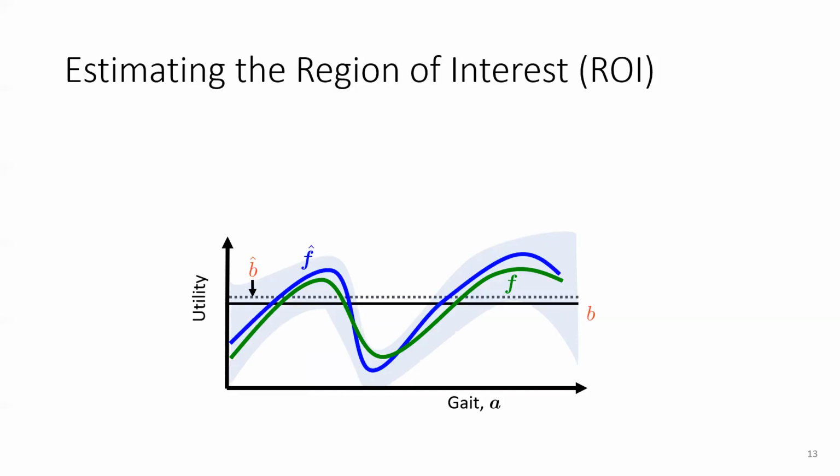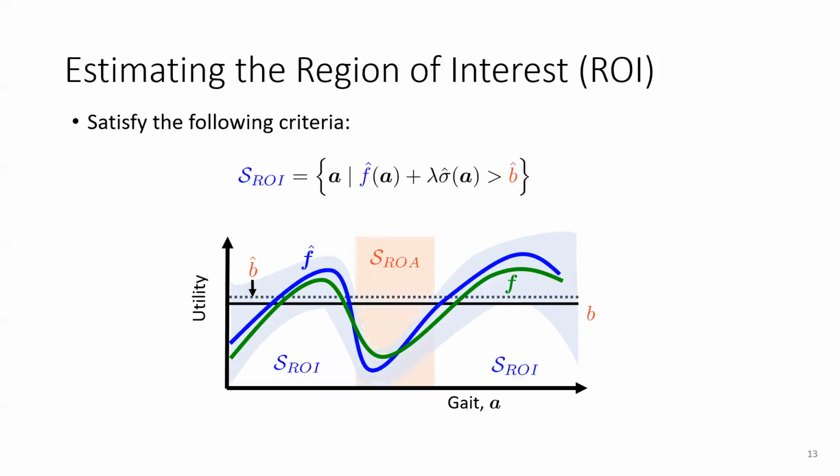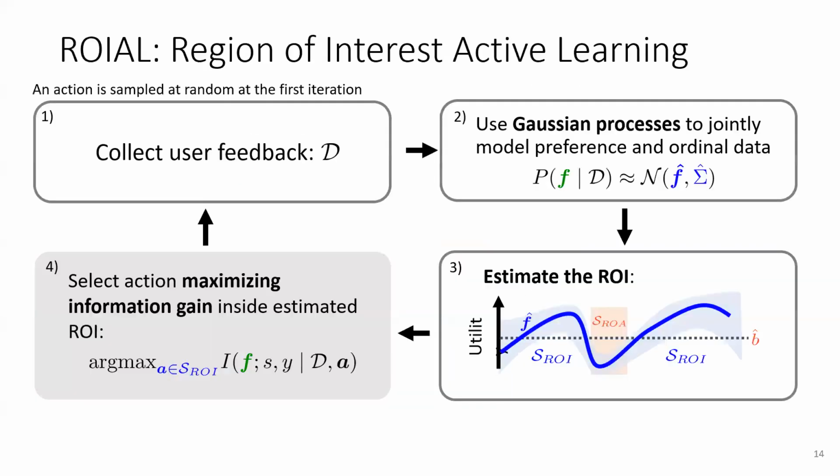In each iteration, we estimate the region of interest as the set of actions that satisfy the following criteria: f hat of a plus some constant times the action's posterior standard deviation exceeds the upper dotted line b hat, which is essentially the region outside of the orange shading. As the learning duration increases, we hope that our f hat and b hat are getting closer and closer to the actual values of f and b. After we obtain our estimated region of interest, we'll select an action that maximizes information gain inside this region.